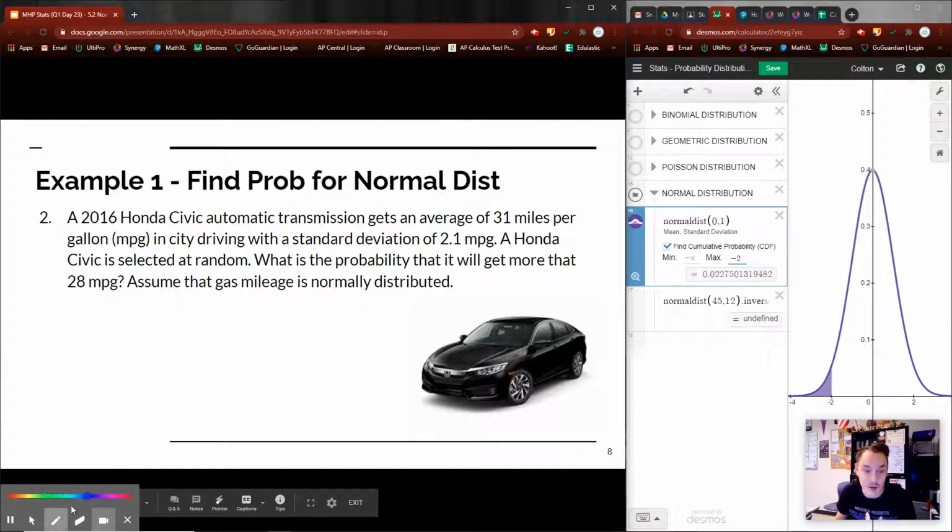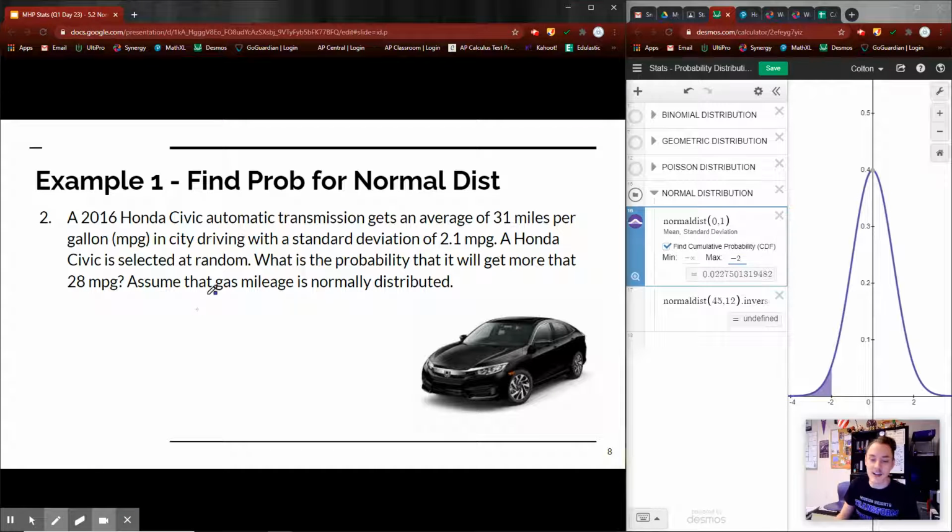2016 Honda Civic, which is what I drive. I love 2016 Honda Civics. Well, I like Honda Civics in general, but 2016 is what I have.